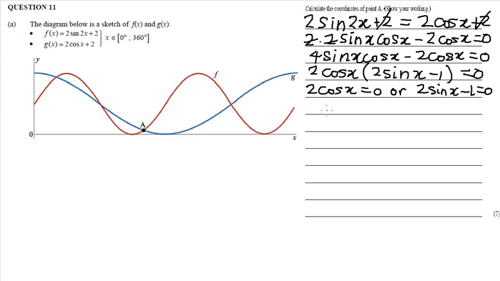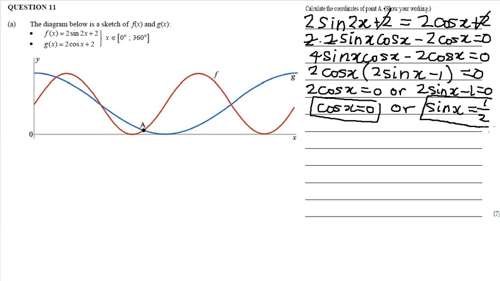And my two solutions are going to be, if I divide both sides by 2, cos x is equal to 0. That becomes the first solution. Or sine x is equal to a half. So I need to solve these two equations. I'll do it as a general solution, and then I'll get a specific solution that corresponds roughly to point A.